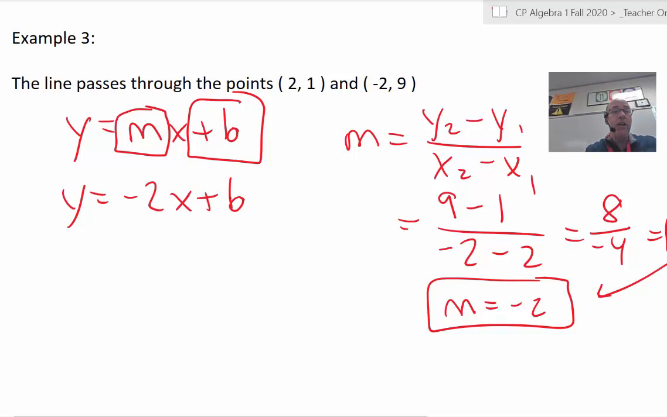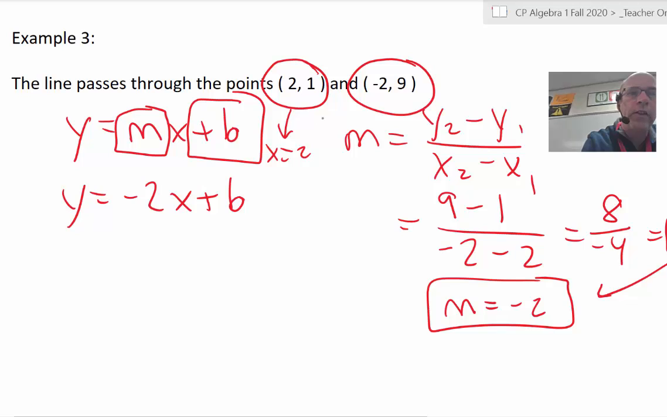And now to figure out what b is, I need 1 point to plug in, but they give me 2 points. And the good deal here is you don't need to use both points. You just need one of the points, and you can pick. Either one will give you the correct equation. So usually I'm looking for a point that has a 0 in it or doesn't have negatives in it. So I'm going to use 2, 1. I'm going to use this one. So x is 2, y is 1.